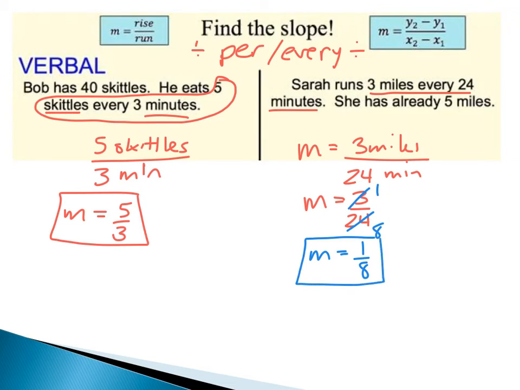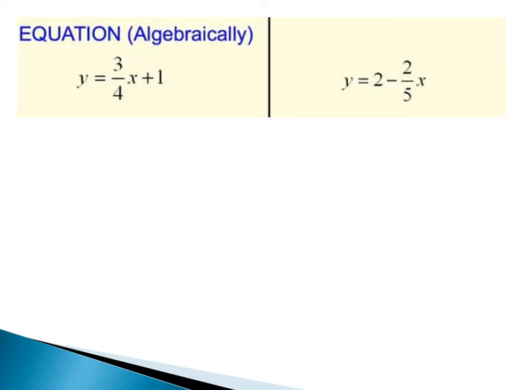Okay, so we looked at finding slope through word problems, through some verbal expressions. All right, so the next thing we're going to look at is how do we recognize slope through an equation. So here slope is always going to be paired up with the x value, or it's going to be paired up with the x variable, I should say. So if we look at this equation, I have, for example, y equals 3/4 x plus 1.